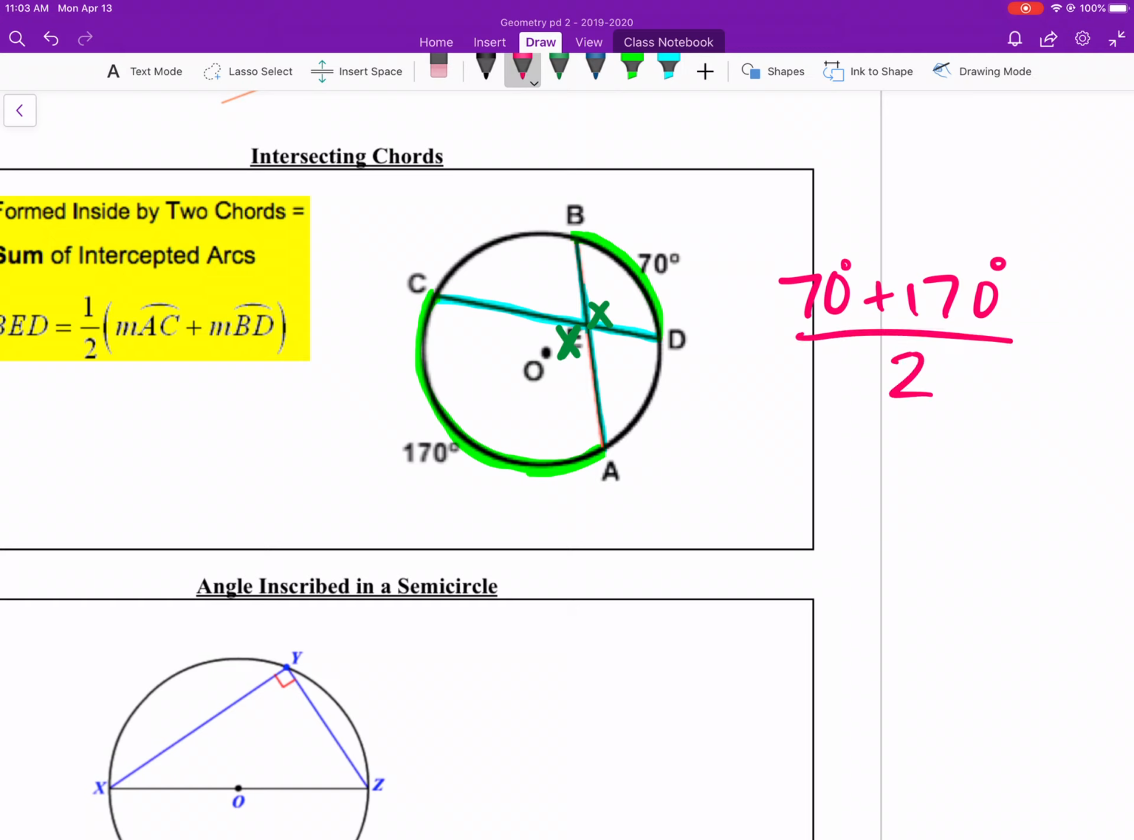That's it. Okay? It's not, once again, just, oh, it's 70, oh, it's 170. No, not quite. All right? So when there's intersecting chords, there are 2 intercepted arcs we're dealing with. So add the 2 intercepted arcs together, divide it by 2. For this one, you would end up getting 120 degrees. 70 plus 170 is 240, divided by 2, you get 120.